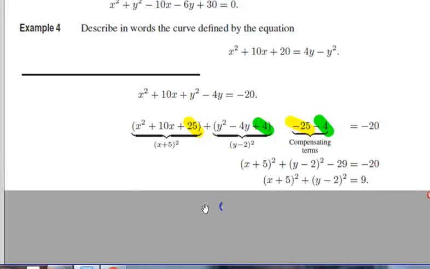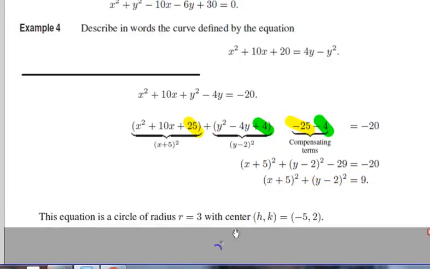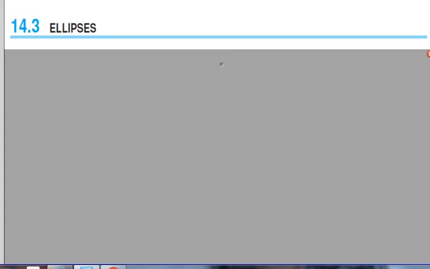Move the 29 to the right side, and we get this expression, which is in the general standard form of a circle. So this tells me that we have a circle with radius not 9, but radius 3, centered at -5 and +2. All right, last thing we're going to talk about is section 14.3, which is ellipses.